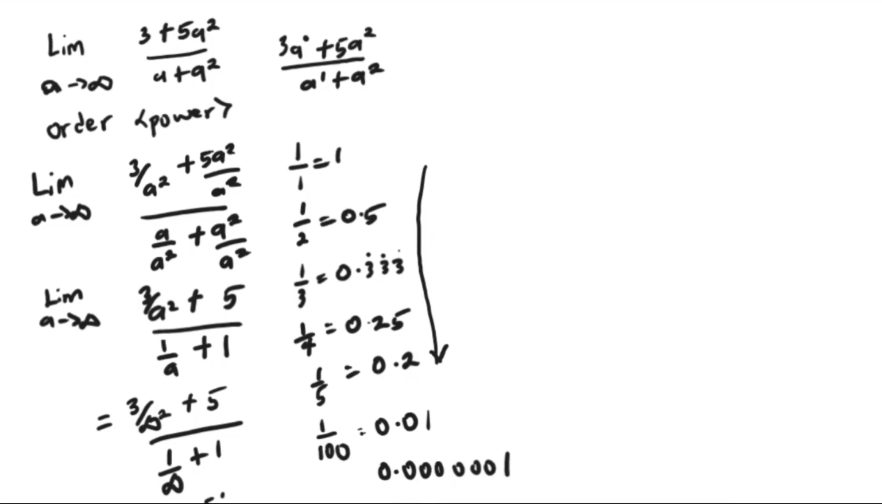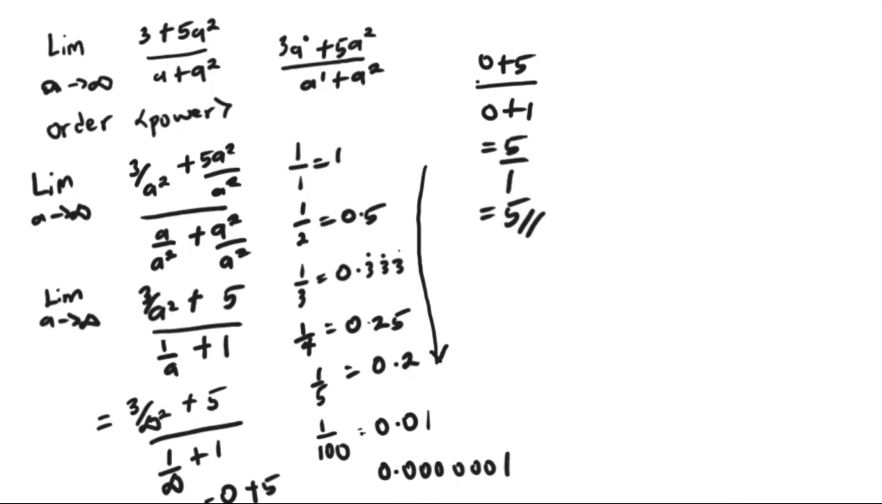So this will give us 0 plus 5. Let me write it here. So this will give us 0 plus 5 divided by 0 plus 1. So this is 5 over 1, and the final answer will give us 5. So we have gotten the final answer to be 5.